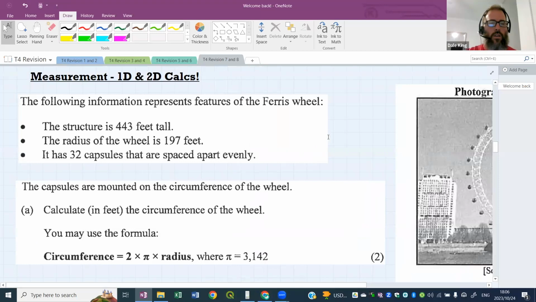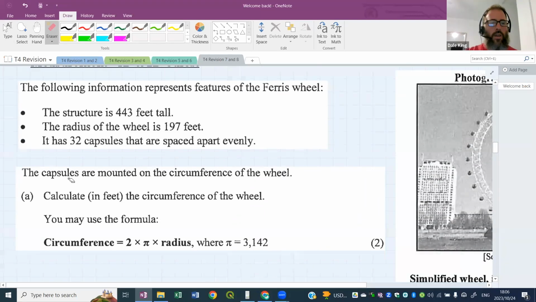So it says here, the capsules are mounted on the circumference of the wheel. Now, we all know what the circumference is of a circle. It's the outline of a circle. And question A says, calculate in feet the circumference of the wheel. Right, nice and easy. The radius of the wheel is up there in the information that's given to us. They want you to work out the circumference of the wheel, and they give you the formula to use.